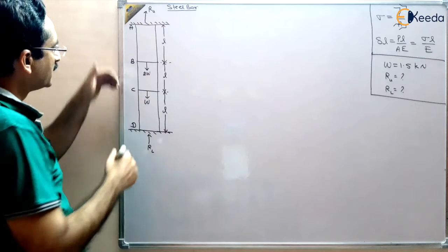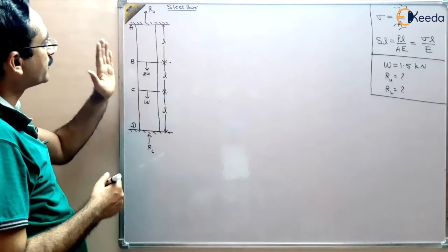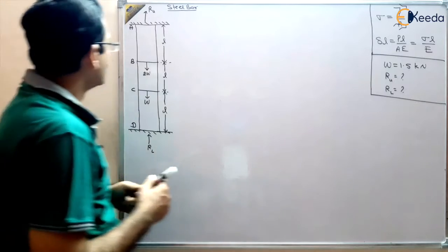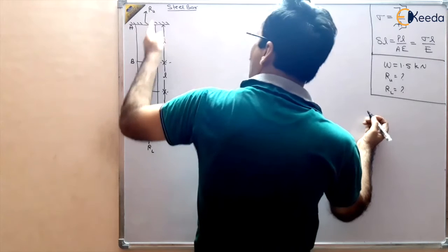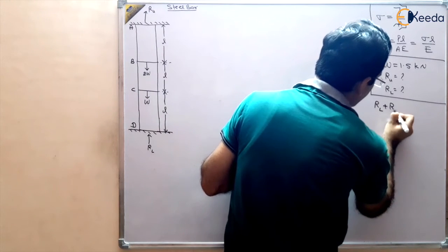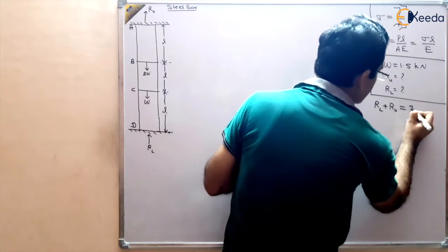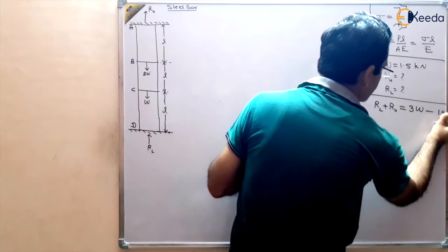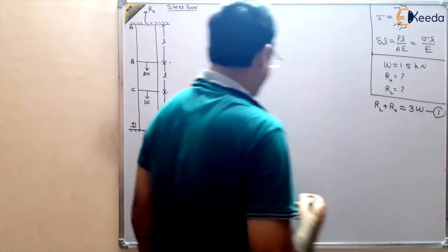We know that the sum of the downward forces and upward forces should be the same, so that the body is in static equilibrium. RL and RU are upward, so RL plus RU must be equal to W plus 2W, which is 3W. So one equation we have already obtained: RL plus RU is equal to 3W.